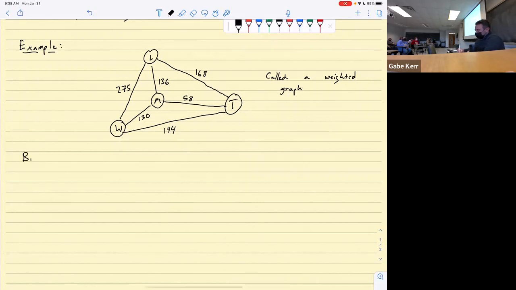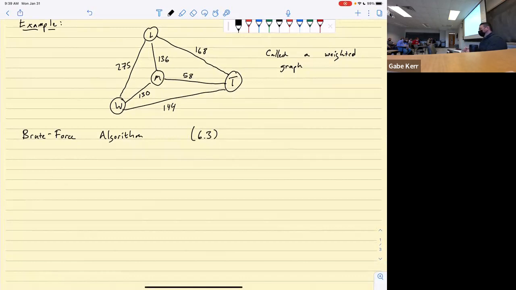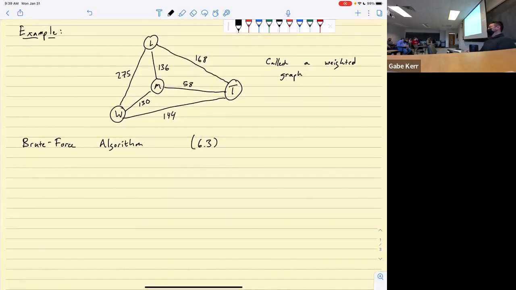So the first algorithm we look at here is the brute force algorithm. This is section 6.3. What does it do? Well, what it says is, hey, we're on a complete graph, and we can write down all of the Hamilton paths. In fact, we know how many there are, right? Or let's say Hamilton cycles, Hamilton circuits. We know how many there are. How many are there? Huh? 24 paths is correct.